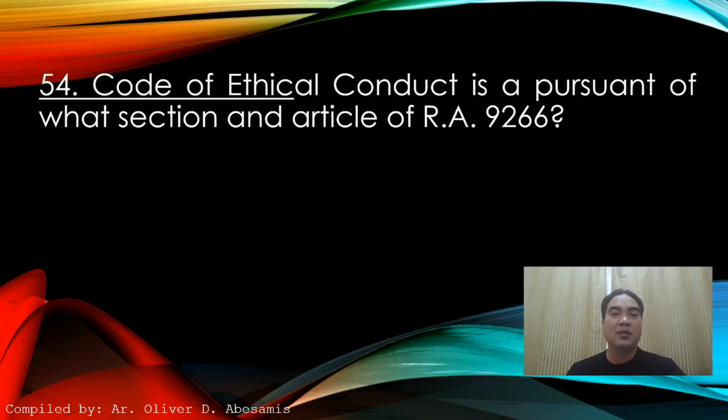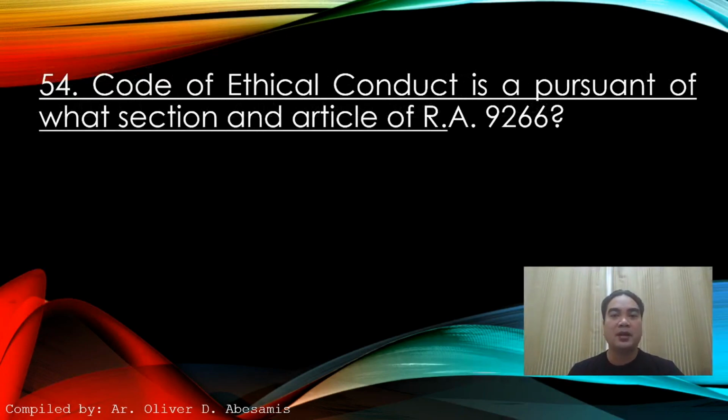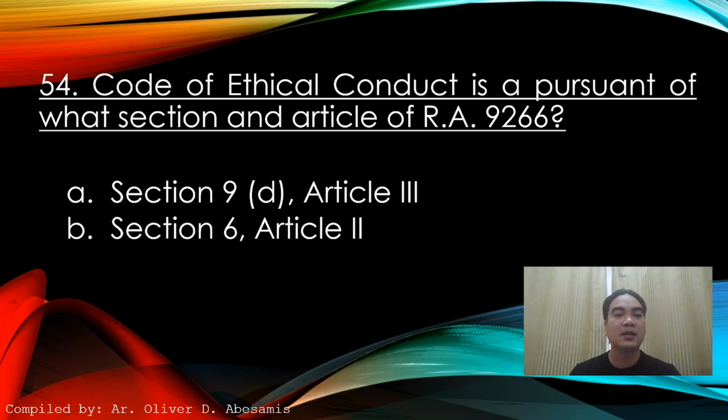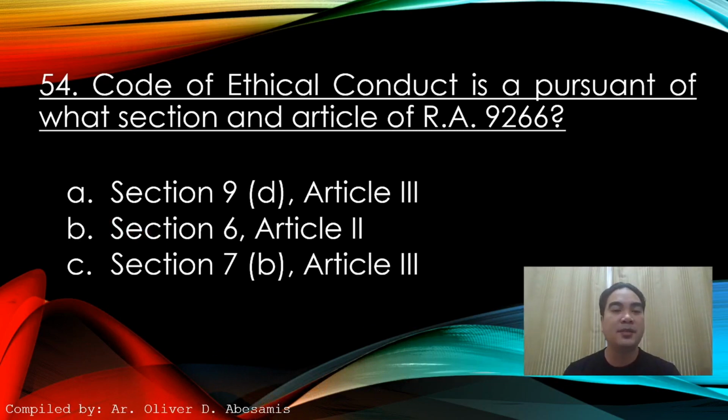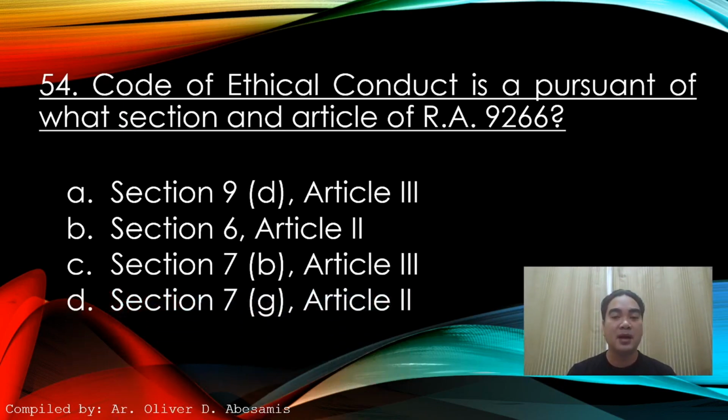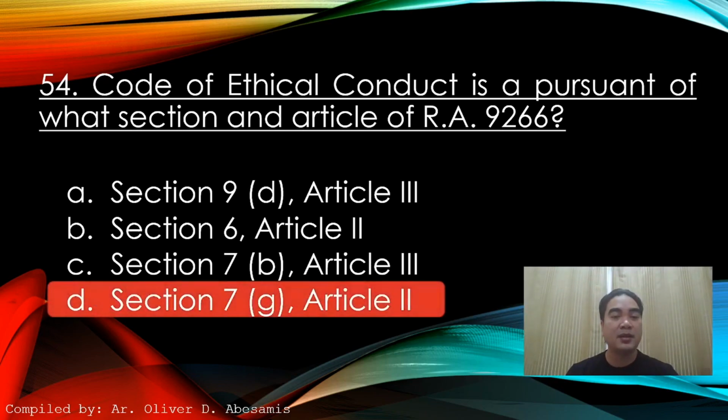Next, Code of Ethical Conduct is pursuant to what section and article of RA 9266? A. Section 9, D, Article 3. B. Section 6, Article 2. C. Section 7, B, Article 3. D. Section 7, under G, Article 2. Answer? D. Section 7, Item D, Item G, Article 2.